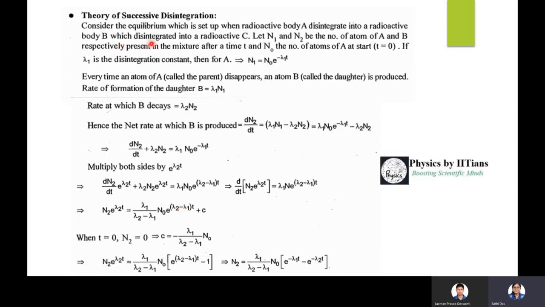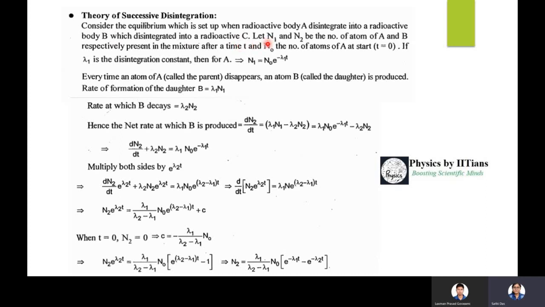There is another theory, the theory of successive disintegration. Suppose there is a parent nucleus that disintegrates to a daughter nucleus, and the daughter nucleus can disintegrate further and produce another radioactive nucleus, which can also decay. So this is a chain of decay. How do you find the equilibrium? Consider the equilibrium which is set up when radioactive body A disintegrates into a radioactive body B, and that B disintegrates into a radioactive element C.